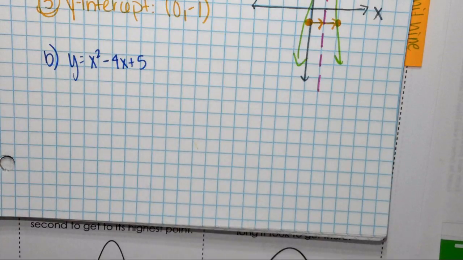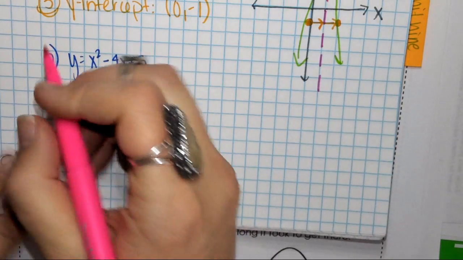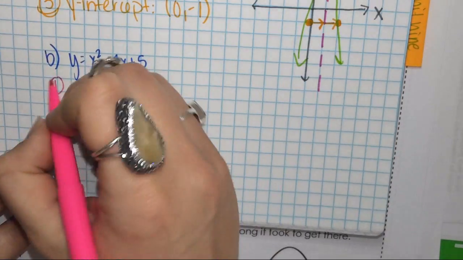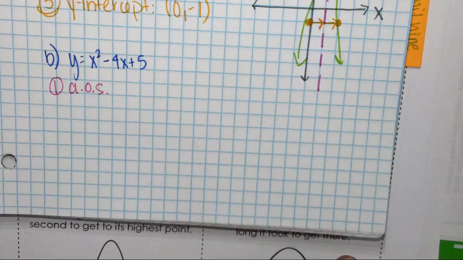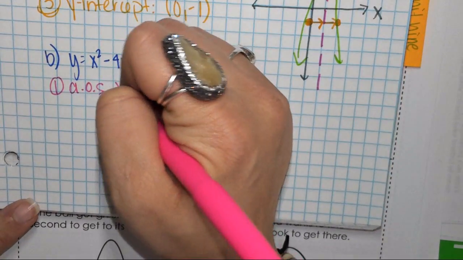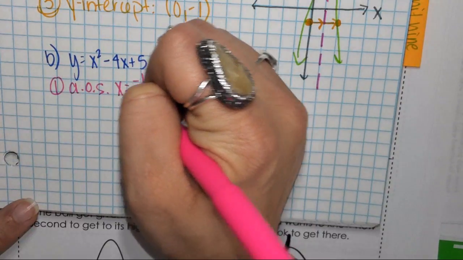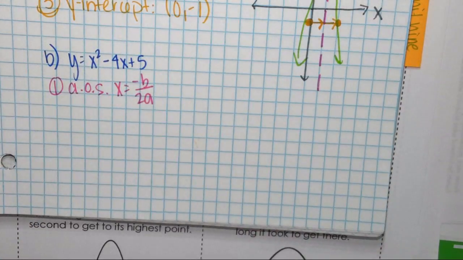All right, first things first. How is this quadratic going to open? Is it going to open up or down? Up. Why? Yes, because what's positive? X squared. All right, step 1, axis of symmetry. And our formula is the opposite of B divided by 2 times A.